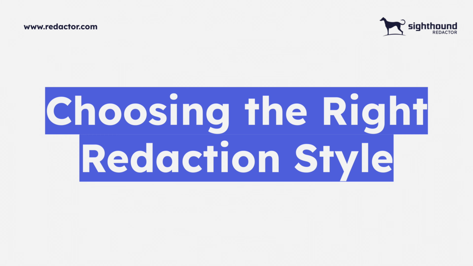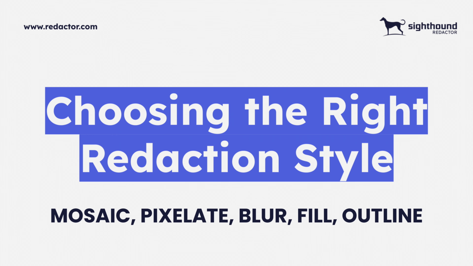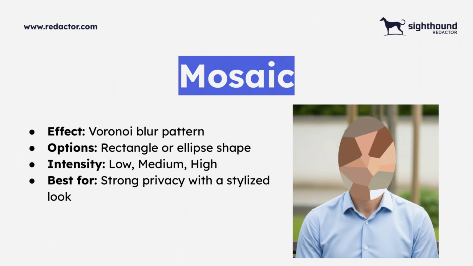When you apply redactions in Redactor, you can choose from 5 styles. Each one works differently, depending on how you want the content to appear. Let's walk through them. Mosaic applies a Voronoi blur effect, breaking details into a tiled pattern.